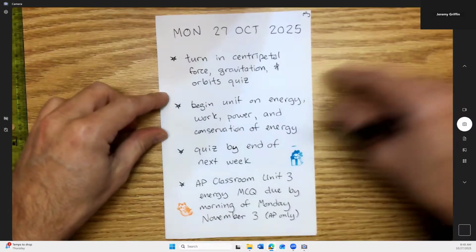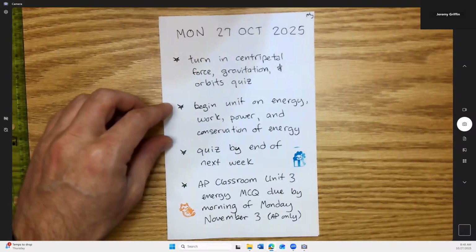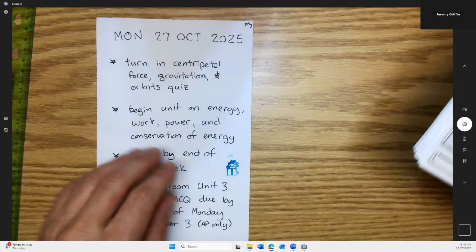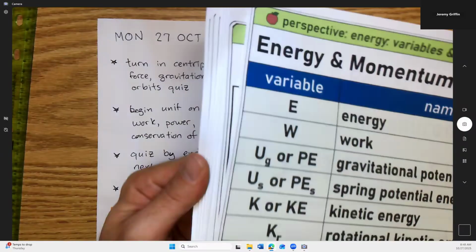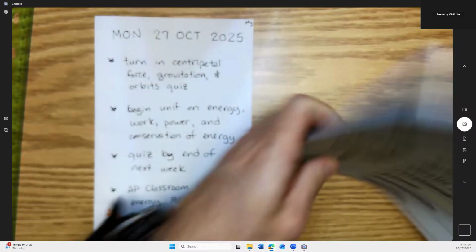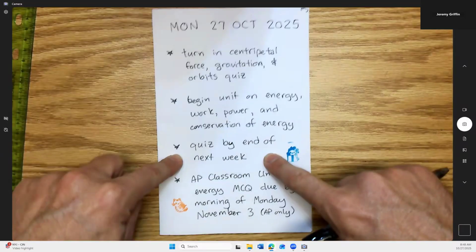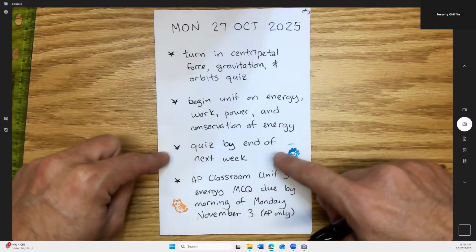We're starting on a new unit today. So energy, work, power, conservation of energy. I guess it's going to take us probably 2 weeks exactly. And today I'm going to go through a bunch of the poster examples and I also have some video demos. I'll get you guys a quiz by the end of next week. So yeah, it's just going to take us a couple of weeks.